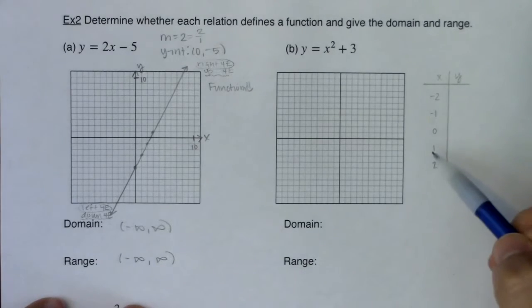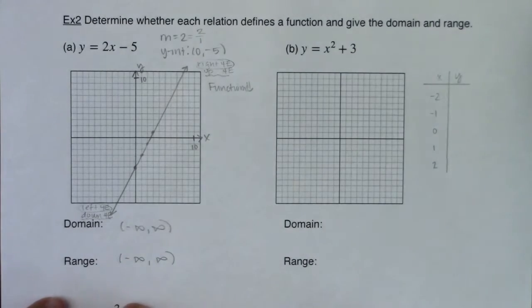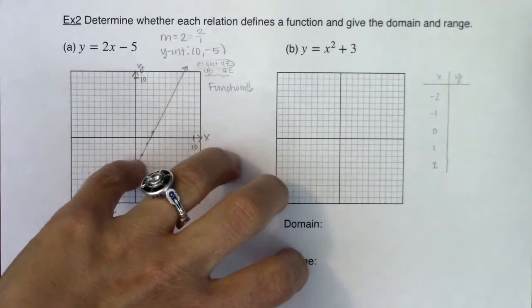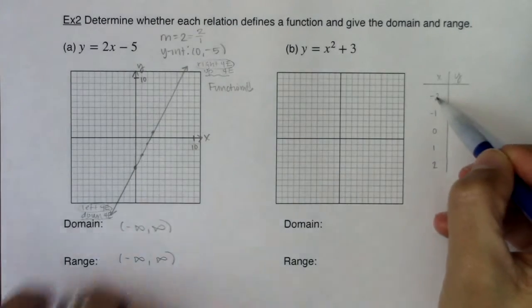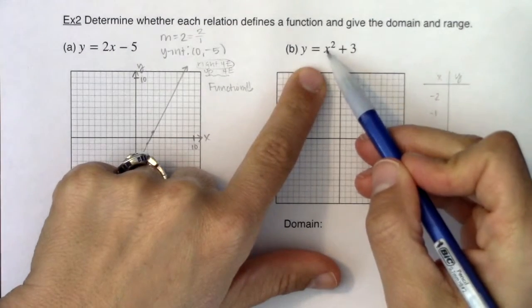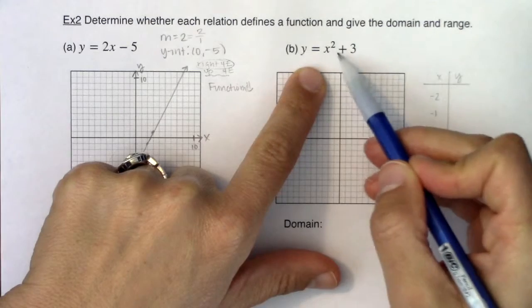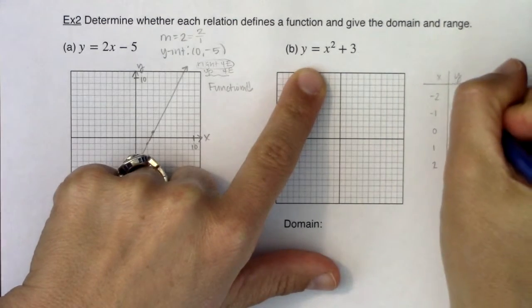I don't always pick these, especially when we get into transformations. I might shift left or right a little. It just depends, but this is a good example to just plug in these five. So let's plug in -2 and see what we get back out. -2 squared is 4. 4 plus 3 would be 7.